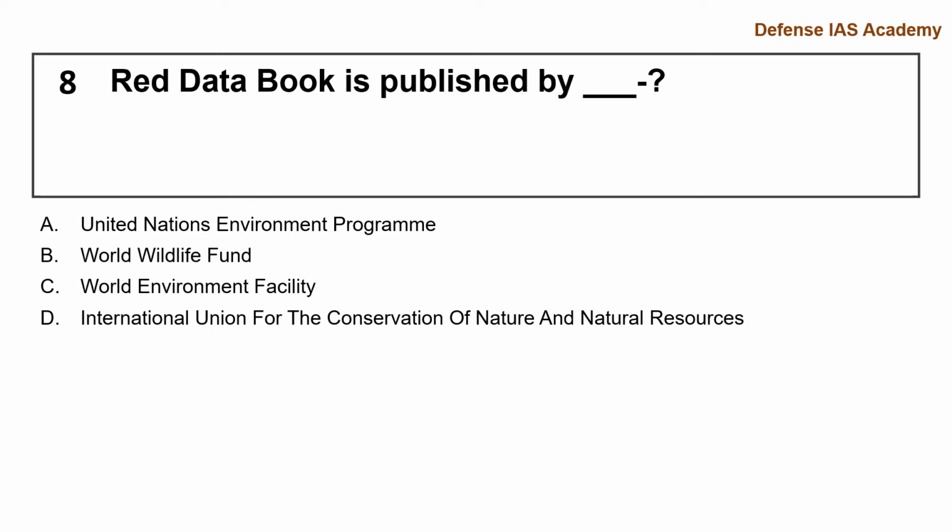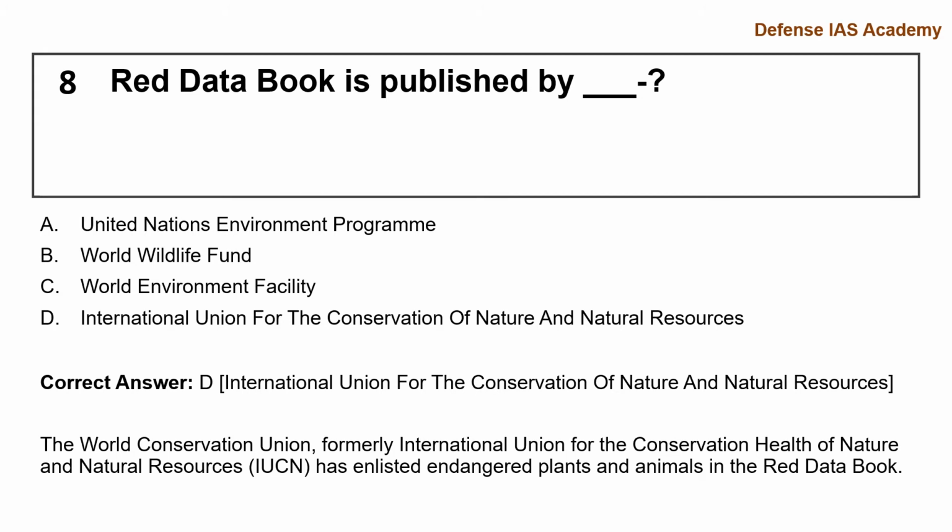Question 8. Red Data Book is published by: The correct answer is option D, International Union for the Conservation of Nature and Natural Resources. The International Union for the Conservation of Nature and Natural Resources, which can be called IUCN, is the one who publishes the Red Data Book. And what is in this Red Data Book? It has enlisted endangered plants and animals in the book. So it has a list of plants, animals and fungi that are endangered.